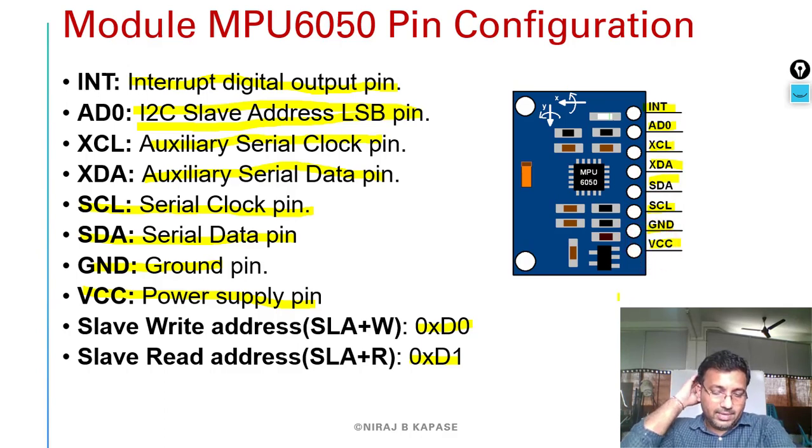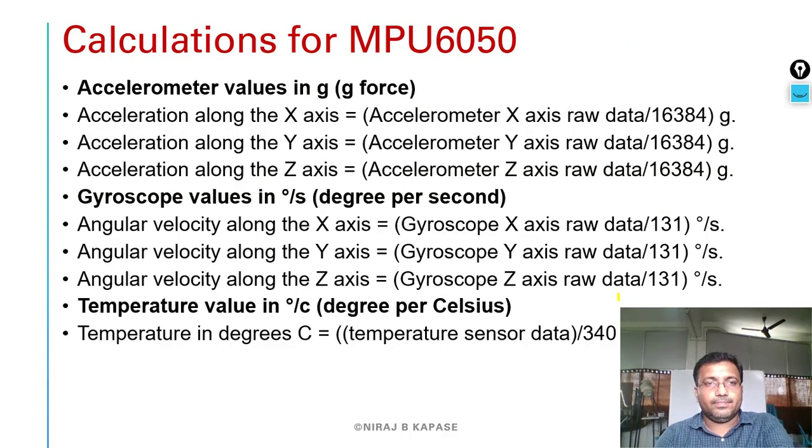Okay, now we'll see the programming of this MPU 6050 with Arduino. We have different formulas for calculating the accelerometer values, gyroscope values and the temperature values. Accelerometer values in g-force can be calculated by the accelerometer x-axis raw data divided by 16384, in g. Again, the accelerometer y-axis raw data divided by 16384 g. Again, the accelerometer z-axis value divided by 16384 g. So these are the values we'll get for acceleration.